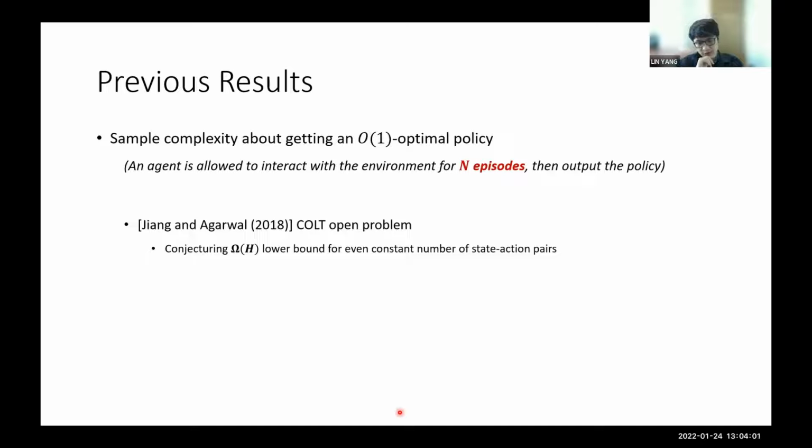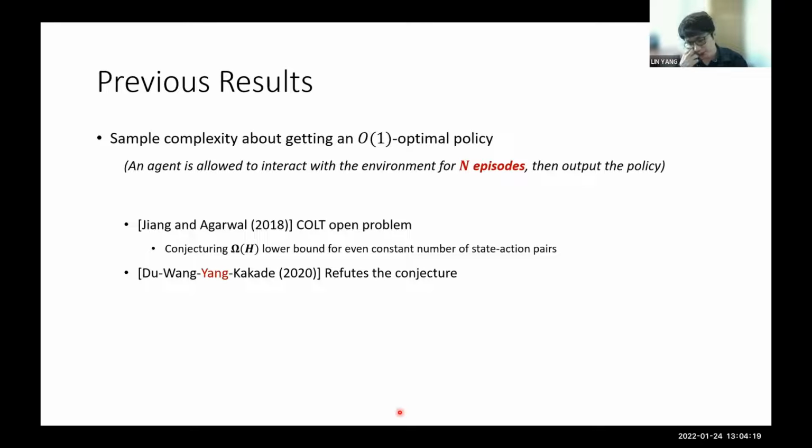They conjectured that actually an Omega(H) lower bound should be there because, like I said, H is fundamental in reinforcement learning problems. So maybe you have to have some dependence on H, and they conjectured an Omega(H) lower bound.